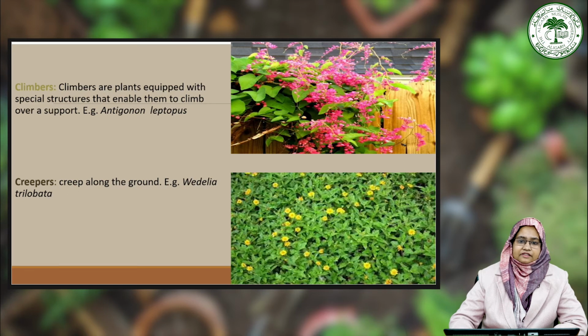The other categories of plants include climbers. Climbers are plants which possess a special structure, like hooks, to climb over a support. An example is Antigonon leptopus. Another category of plants, creepers, are unable to climb vertically due to their weak stem and hence creep along the ground. For example, Wedelia trilobata.